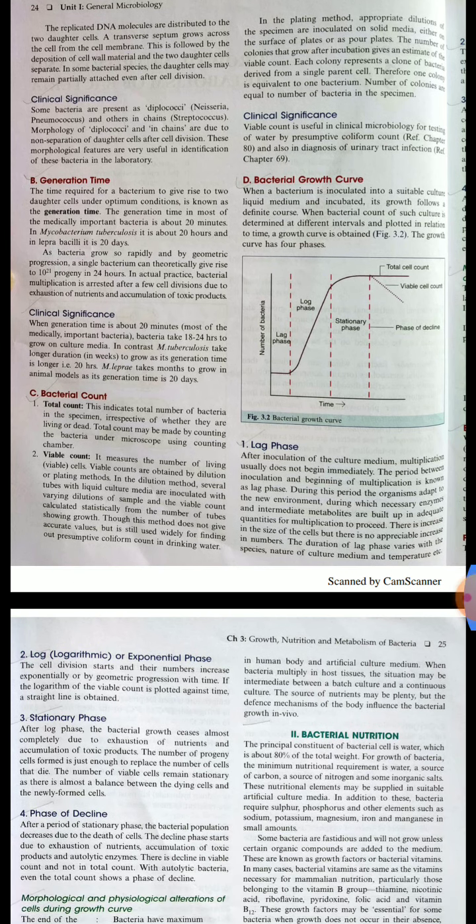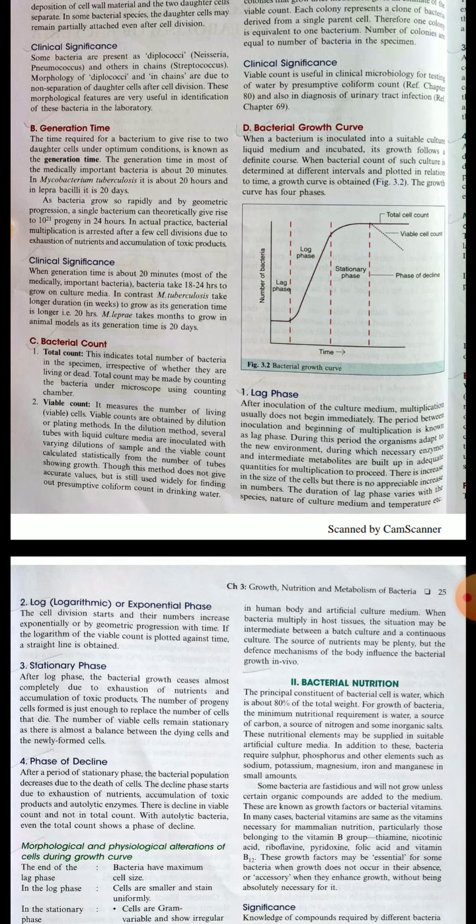Next we have bacterial count. Total count. Now this total count indicates total number of bacteria in specimen irrespective of whether they are living or dead. Total count may be made by counting the bacteria under microscope using counting chamber. Next we have viable count. It measures the number of living, that is viable cells.